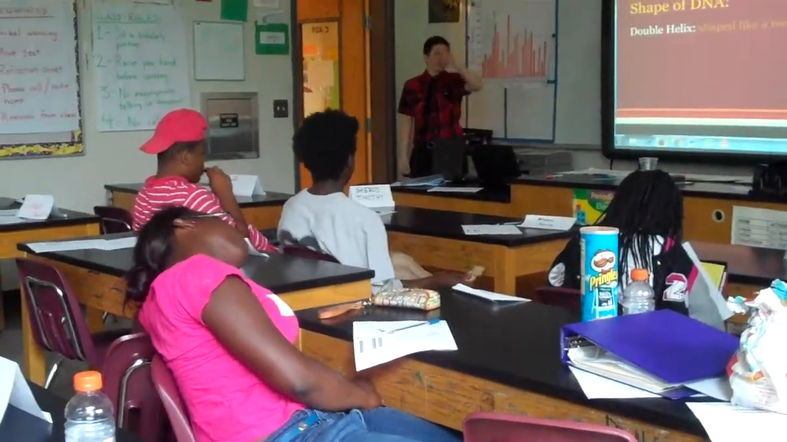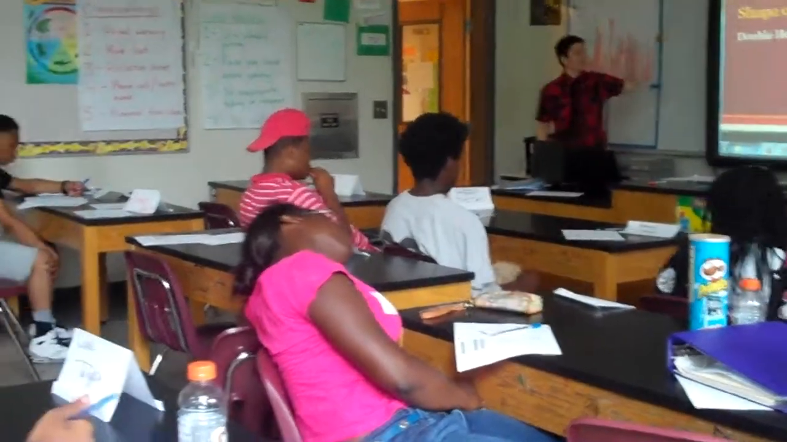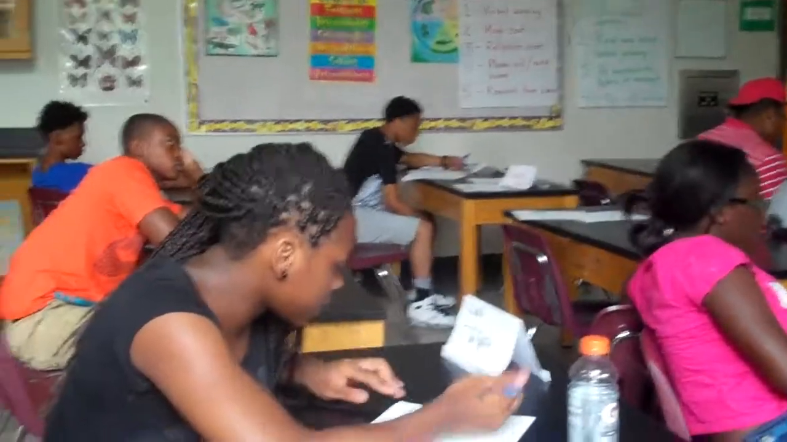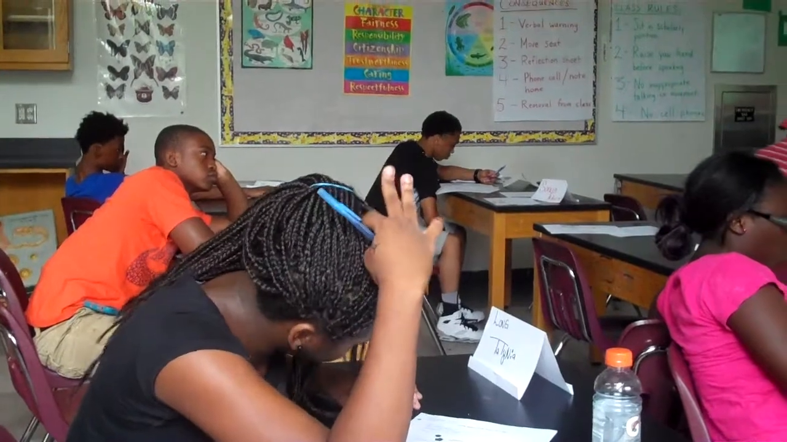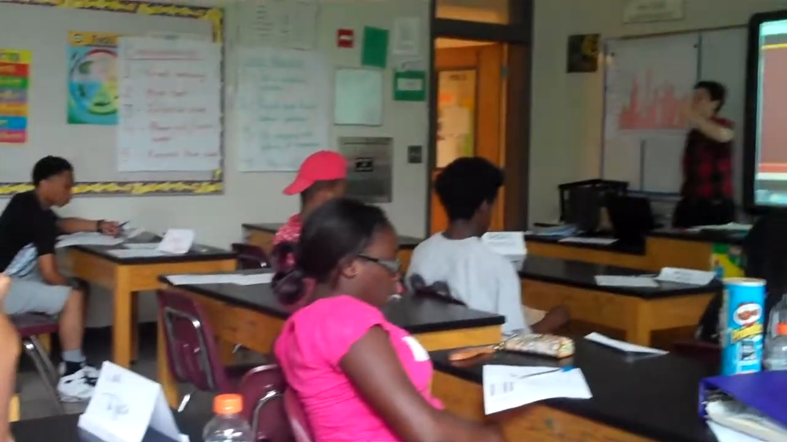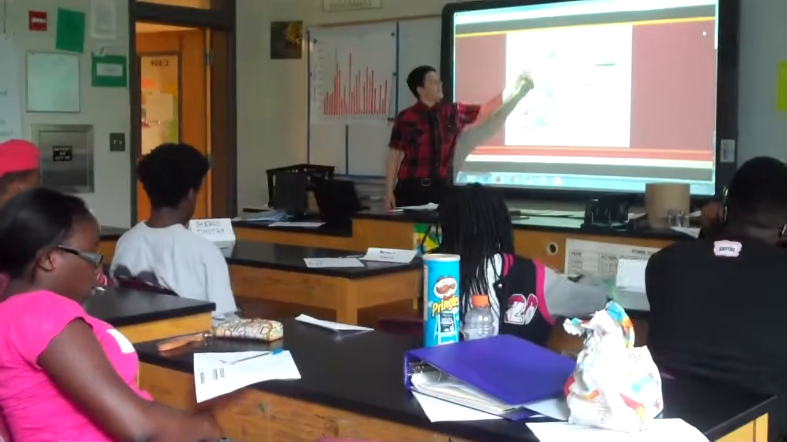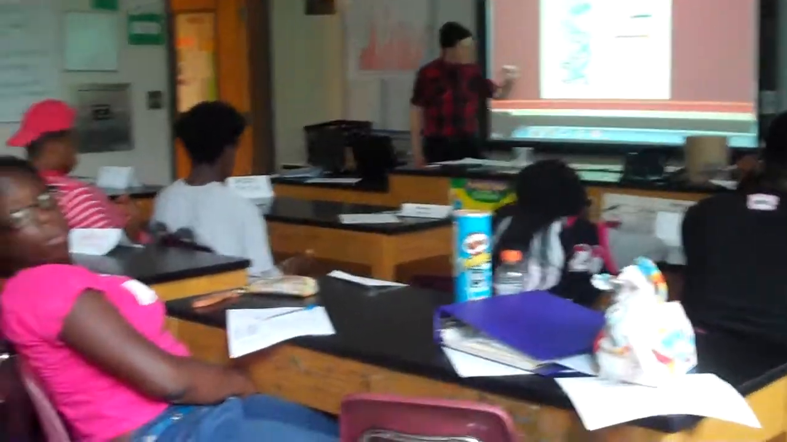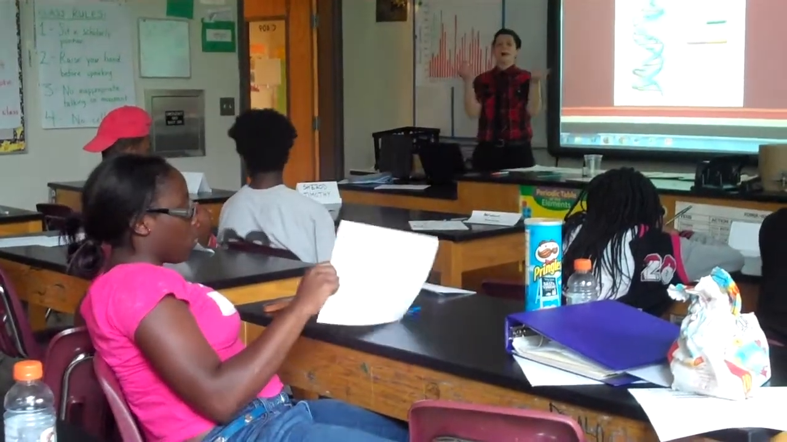So yes, as Caleb told us, the shape of the DNA is a double helix, and it's shaped like a twisted ladder. So here we have our twisted ladder. These are the base pairs. These are the letters we're going to talk about soon. And these are the sugars and phosphate groups that are what we call the backbone of DNA.